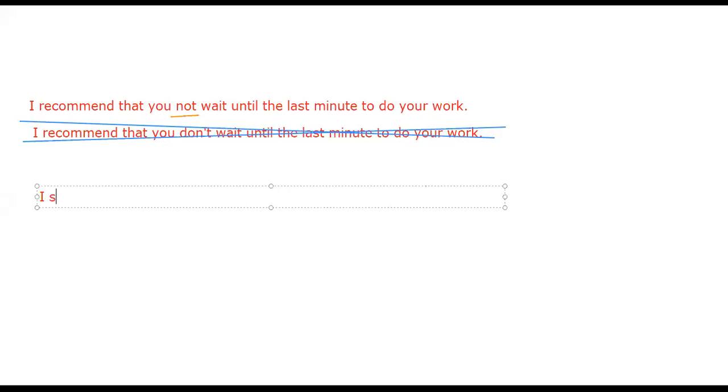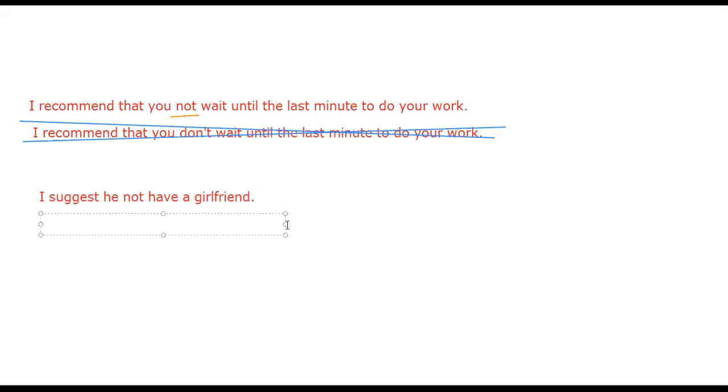Like, I suggest he not have a girlfriend, versus I suggest he doesn't have a girlfriend. Those mean two very different things. So the first is subjunctive, right? You just have the bare form and then not. I suggest he not have a girlfriend. Versus the second one, which is not a directive, but a fact, or something.